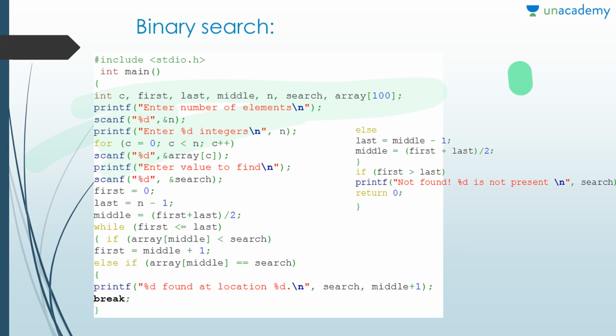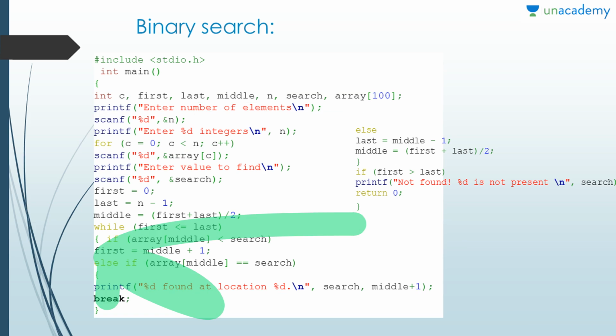So if array of middle is less than search, first is equal to middle plus 1, right? As you see here. And one more thing: else if array of middle equal to search, then that block will be executed. So printf %d simply tells it to print the integer value, as we have specified the integer data type and the variables for it, by means of the array. To complete and terminate the statement, we have used a break statement.